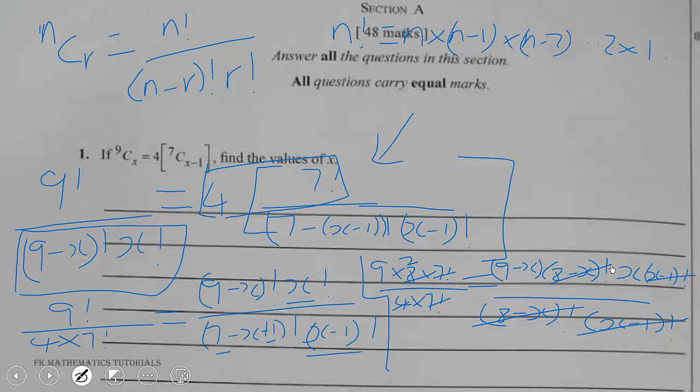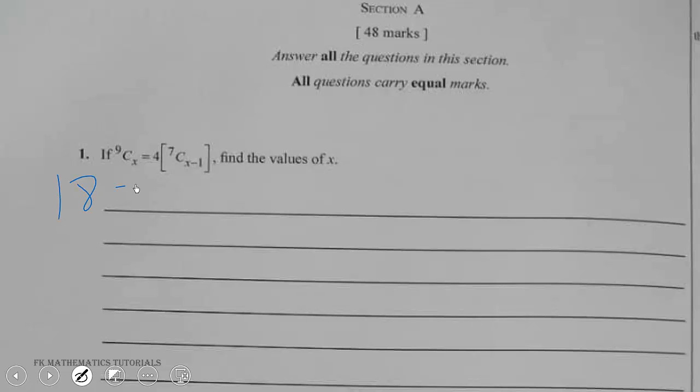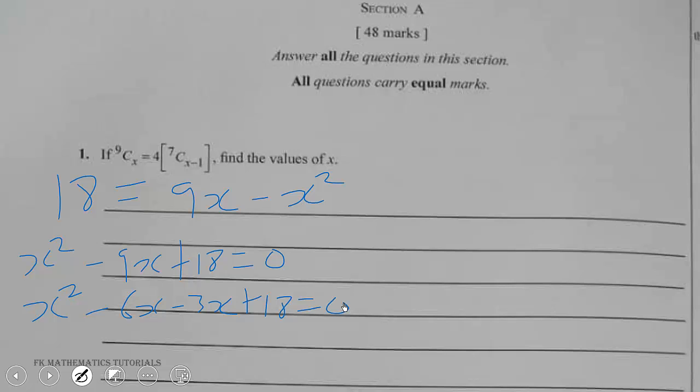So we are going to be left with 18 is equal to x into bracket (9 minus x). So when we expand that, we get 18 is equal to 9x minus x squared. So this is the same as x squared minus 9x plus 18 is equal to 0. So we split the middle term. We have x squared minus 6x minus 3x plus 18 is equal to 0, because negative 6 times negative 3 will give you 18, and negative 6x minus 3x will give us negative 9x.